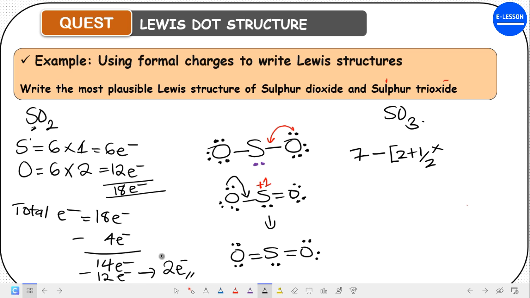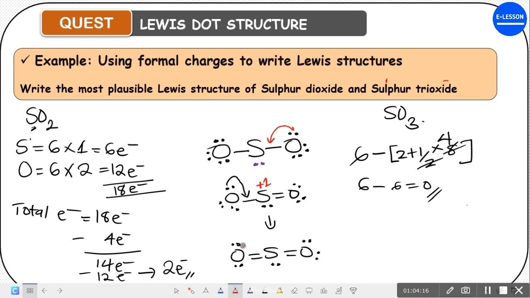Sulfur, is this 7? Did I just calculate 7 for the first one, or 6? Sorry, sulfur brings in 6 valence electrons. So 6 minus 2 plus half of the bond pairs, which is 1, 2, 3, 4. 4 times 2 is 8. When something is wrong, you must always know, so long as you know what you are doing. This is plus 4. So 6 minus 2 plus 4 is what? 6. 6 minus 6 is what? 0. So the charge here is 0, and this is the correct Lewis structure.